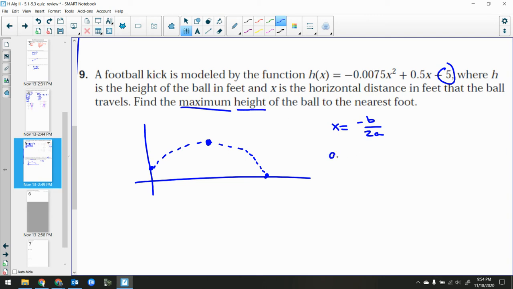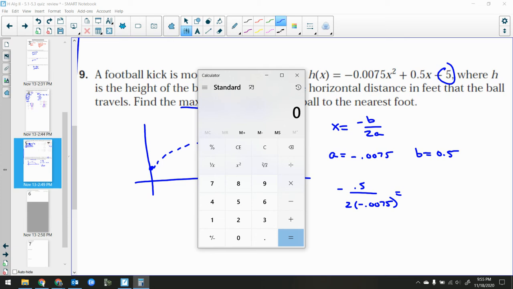Okay, so a is negative 0.0075, and b is 0.5. So it's negative 0.5 divided by 2 times negative 0.0075. Okay, let's figure out what that is. Let's use one of these calculators. 2 times 0.0075. We know negatives are going to cancel, so I'm going to say 0.5 divided by 0.015. 33 1/3.